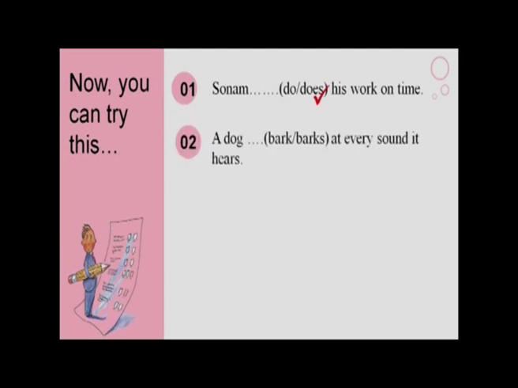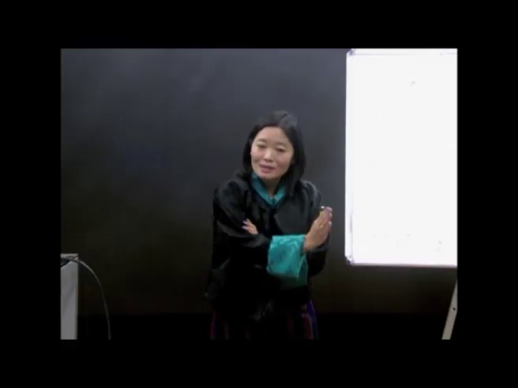Let's look at 2. A dog dash at every sound it hears. So, are you done? Let's check it out. It is barks. Why? Because a dog is a singular subject and barks is a singular verb.